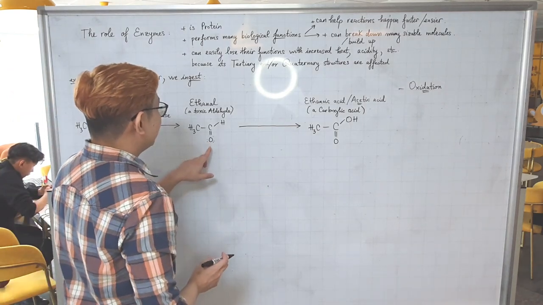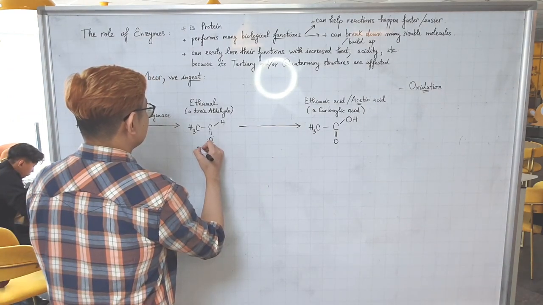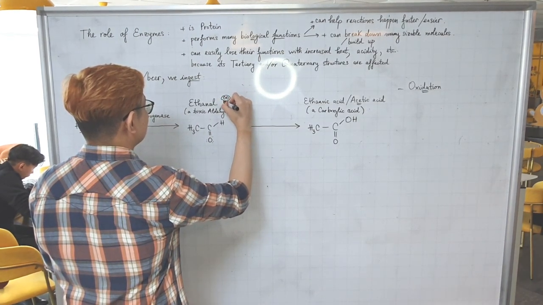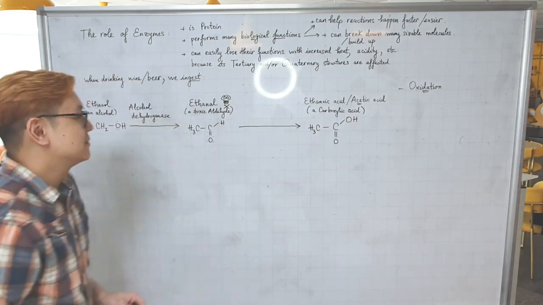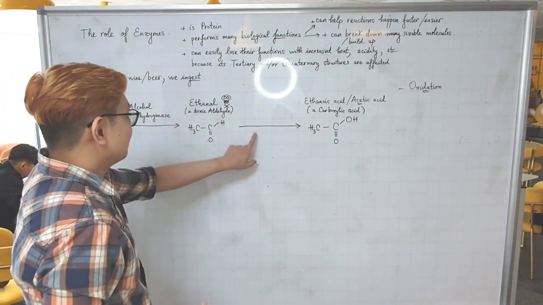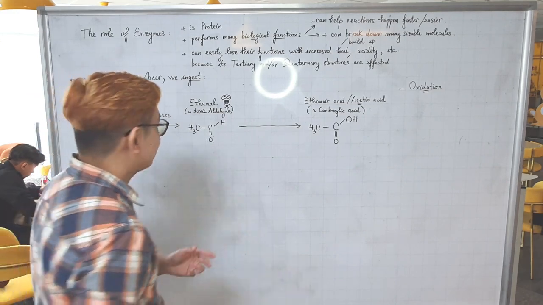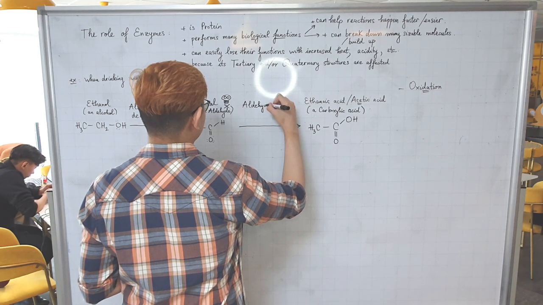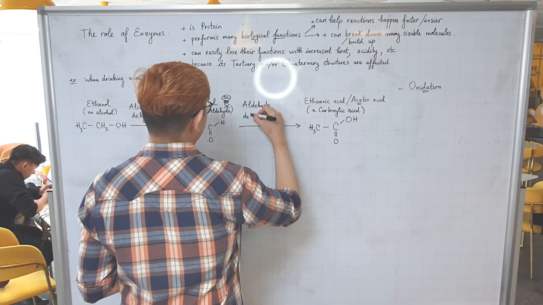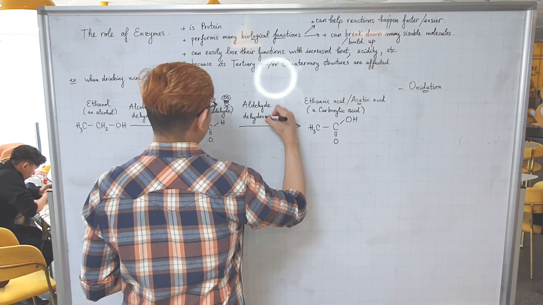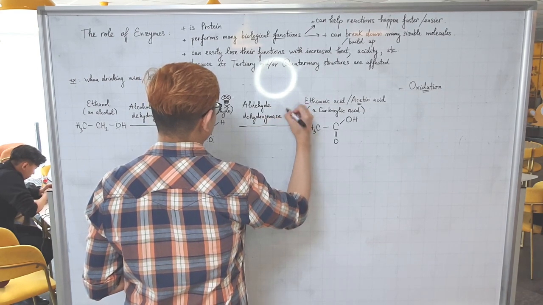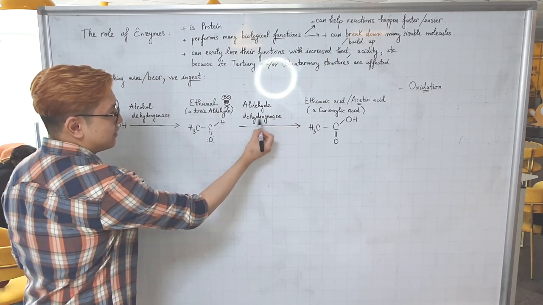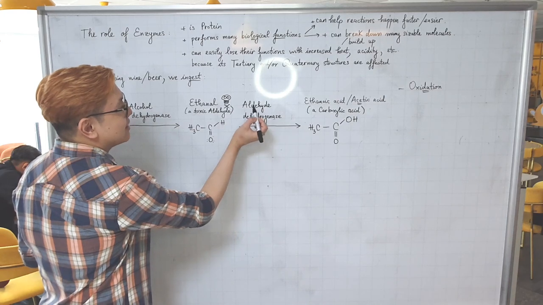Now, where we have ethanol, this is quite toxic, okay? But we need another enzyme, aldehyde dehydrogenase enzyme. An enzyme that removes hydrogens, or oxidation, acts on aldehyde.